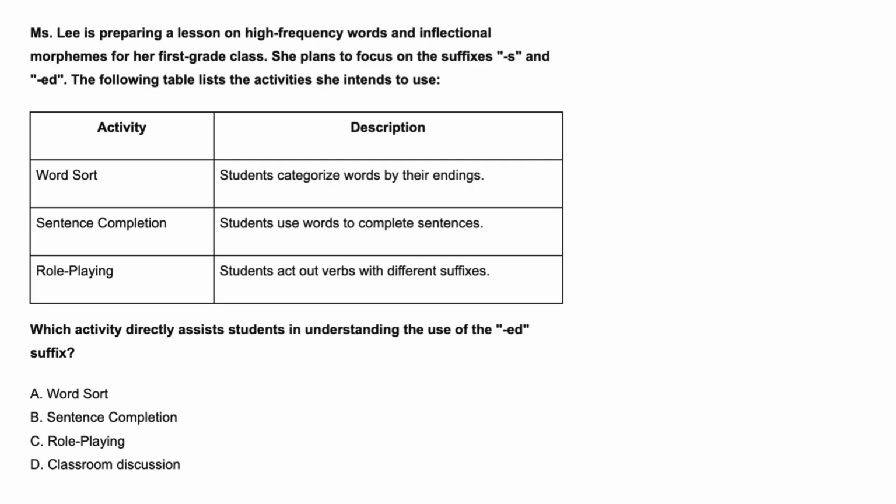Let's continue. Miss Lee is preparing a lesson on high frequency words and inflectional morphemes for her first grade class. She plans to focus on suffixes S and ED. The following table lists the activities she intends to use. Take a look at the table and the question down below. Come back when you're ready for the answer. Correct answer here is B, sentence completion activities where students use words with the ED suffix in order to help them understand its application in past tense formation, which enhances their grasp of how this inflectional morpheme functions in context.